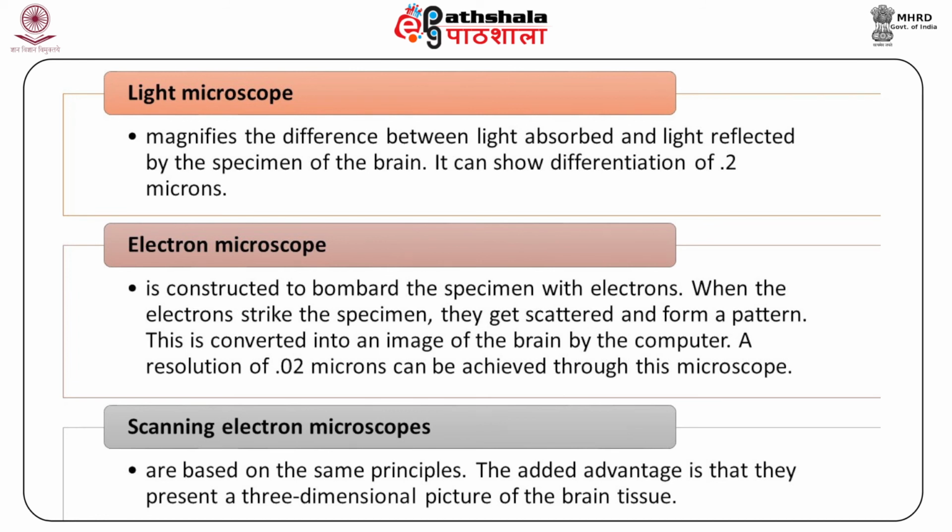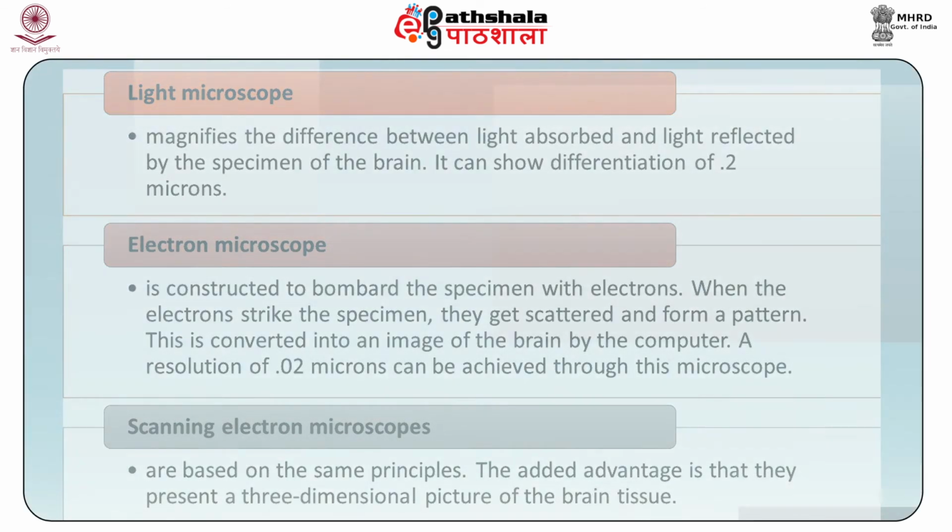Electron microscope is constructed to bombard the specimen with electrons. When the electrons strike the specimen, they get scattered and form a pattern. This is converted into an image of the brain by the computer. A resolution of 0.02 microns can be achieved through this microscope. Scanning electron microscopes are based on the same principles. The added advantage is that they present a three-dimensional picture of the brain tissue.